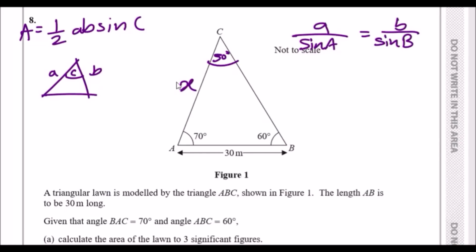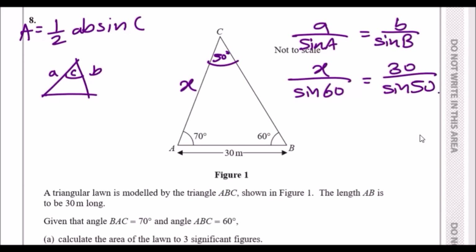Let's use x and sine 60 because they're opposite, so we get x over sine 60 must be equal to another pair, so 30 over sine 50. Easy stuff. And then just solve for x. So just times sine 60 across, so you've got 30 over sine 50 times sine 60. Oh yeah, be very careful. Make sure your calculator is in degrees mode. So always in degrees mode.